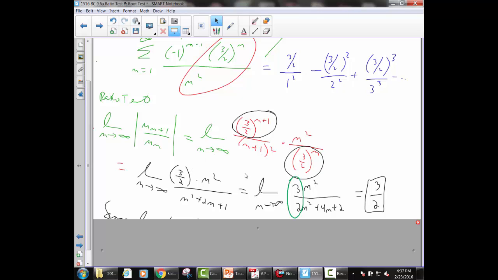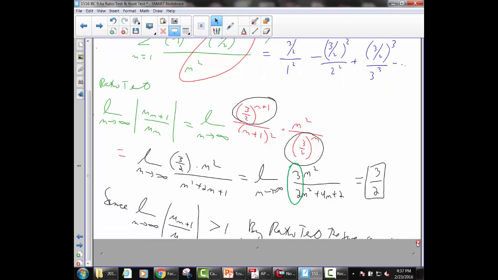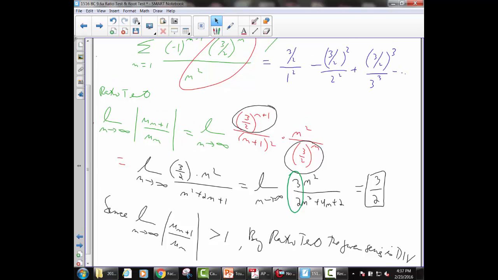This is n squared over, if you expanded, n squared plus 2n plus 1. So really, this is 3n squared over 2 times that denominator. Degree of the top equals degree of the bottom. Limit at infinity is leading coefficient over leading coefficient. So again, because that limit is greater than 1, by the ratio test, the series in this case diverges, right?